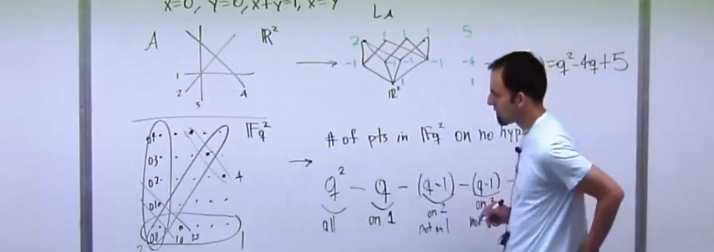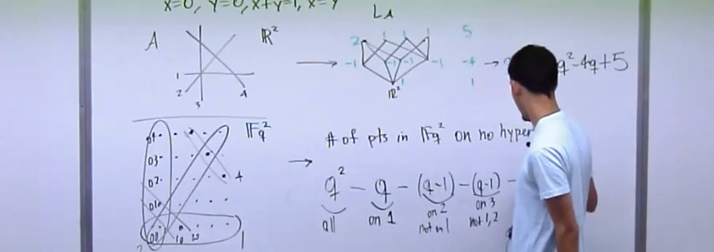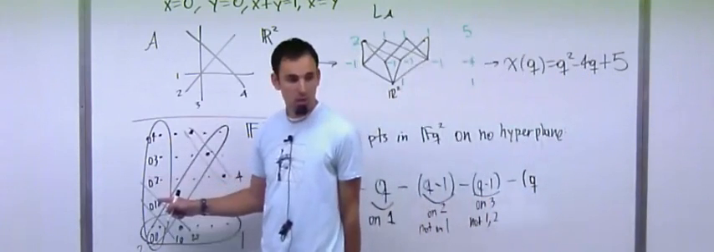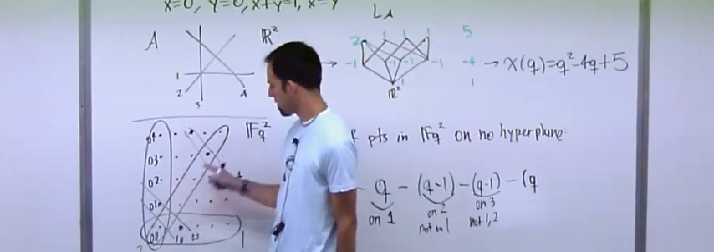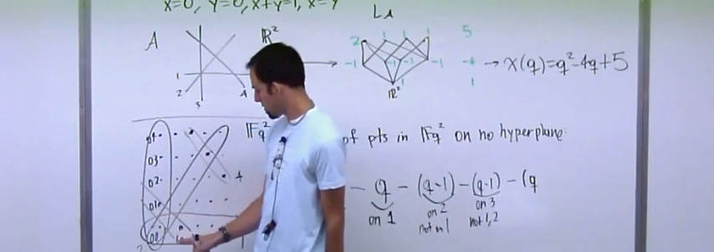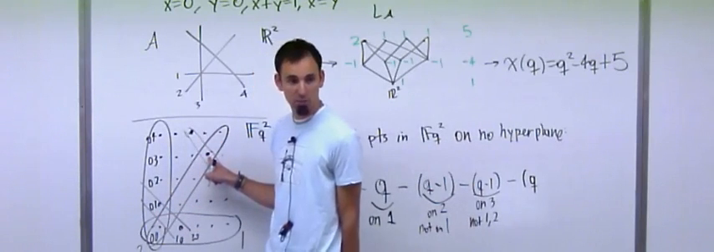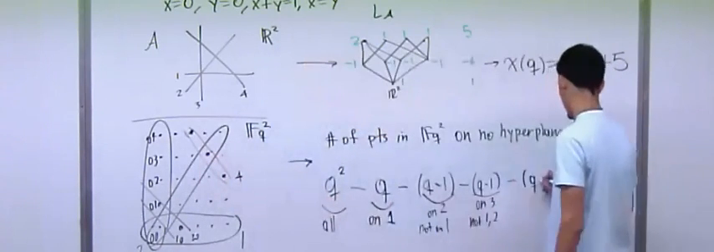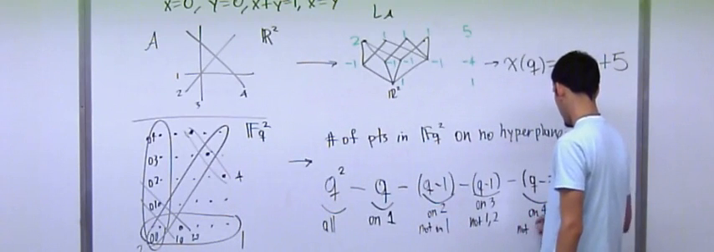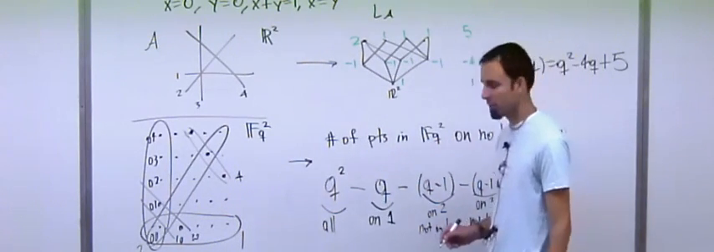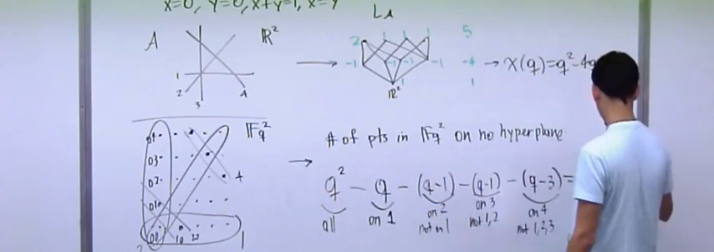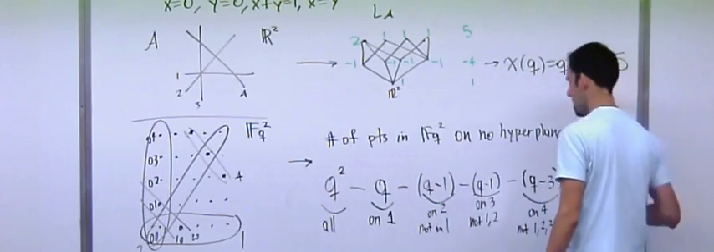And finally, let me subtract the points on the 4th hyperplane. The 4th hyperplane has Q points, and it intersects each one of the other 3 in 1 point. So the 4th hyperplane intersects 3 in 1 point, 1 in 1 point, and 2 in 1 point, which I already subtracted. So I need to take those 3 away, and I get Q minus 3 points that are on 4, but not on 1 through 3. Okay. I compute this, and I get hopefully the same answer. Q squared minus 4Q plus 5.